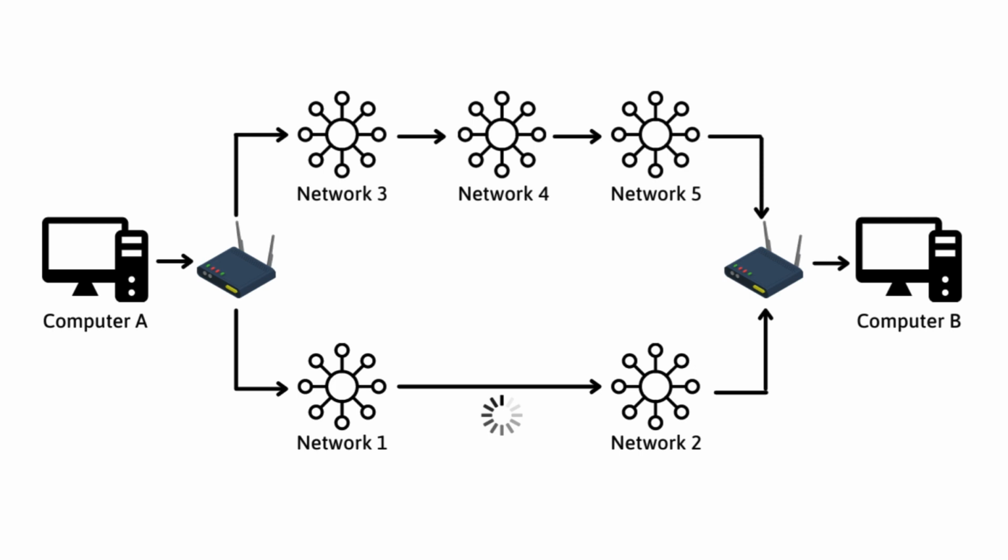So a router operates at the network layer, like layer 3 in the OSI model. Routers use routing tables and algorithms to determine the best path for data to travel between networks. They also provide functionalities such as network address translation, NAT, firewalling, and VPN, virtual private network support.